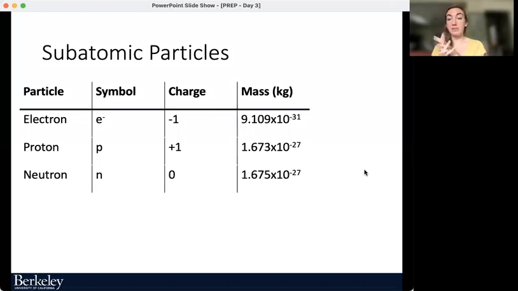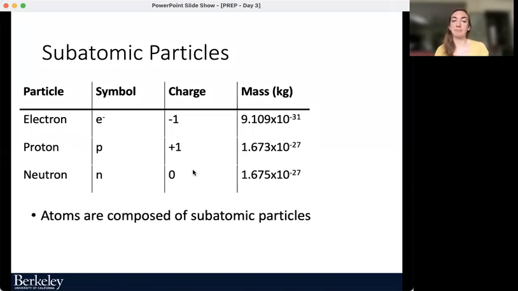So atoms are made up of even smaller things called subatomic particles. And I hate memorizing things, but sub is a prefix of atomic. So atomic means atom and sub means beneath. So it's like even lower than an atom is a subatomic particle. And there are 3 types of subatomic particles: the electron, the proton, and the neutron. And so we just denote them basically by the first letter of their name.